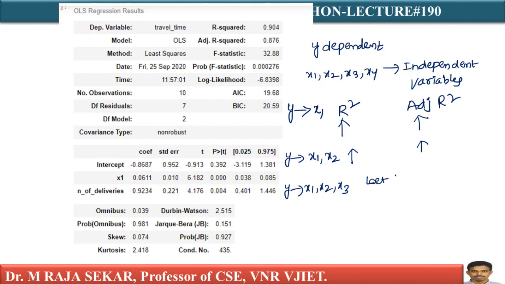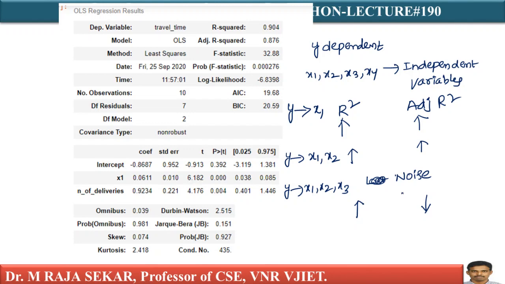Let me assume this x3 is a noise variable. What does it mean? Noise variable means it will not help us to explain the variability of y. It is going to disturb the existing relationship. So what will happen? R square will increase. If you keep on adding independent variables, your R square will increase. But in the case of adjusted R square, it will decrease.